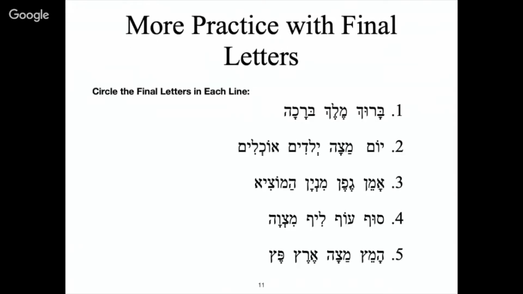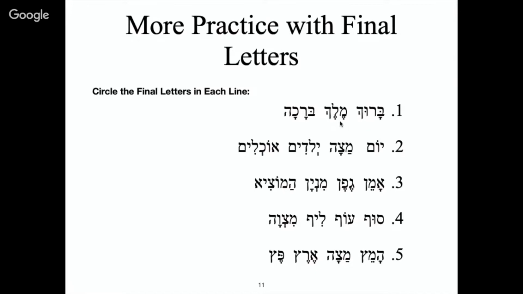Another practice that you can do here is go through these lines, and in each of these lines there is a word that doesn't have a final letter at the end. So what you can do is go through and circle the final letters in each line, or in the ones that have a sofit. So for example, this says Baruch. We don't know this letter yet, but this says Baruch. But you do know that this is a final chaf, so you would circle it.